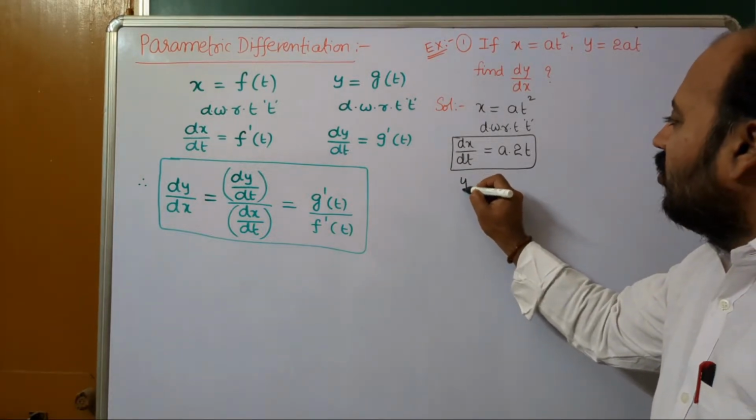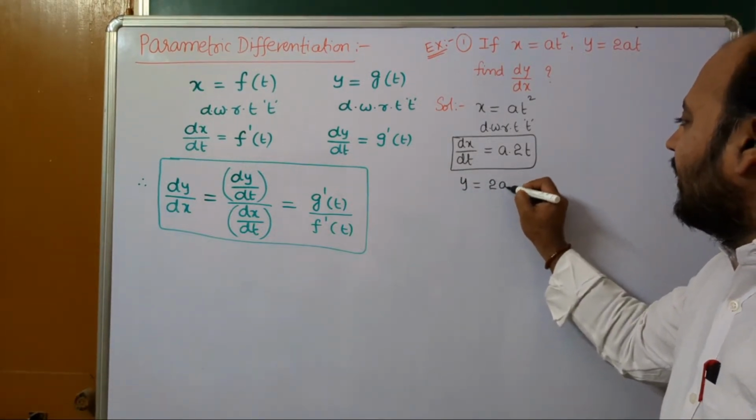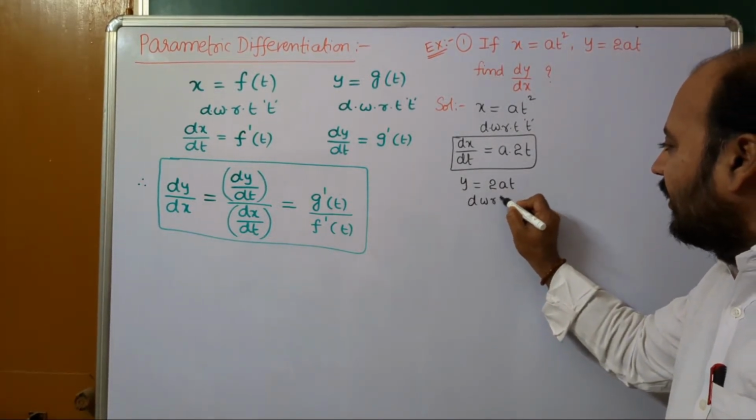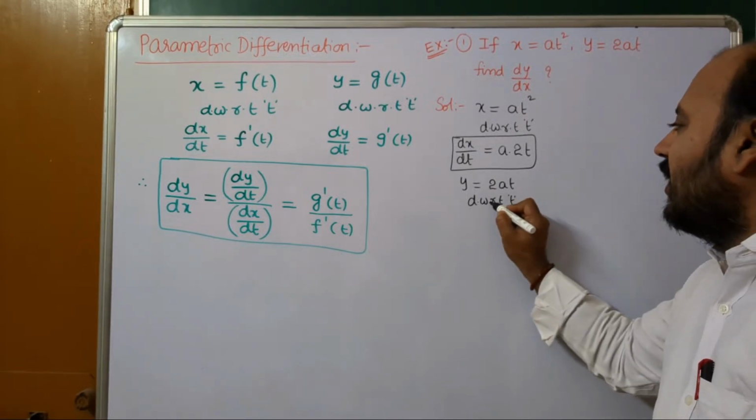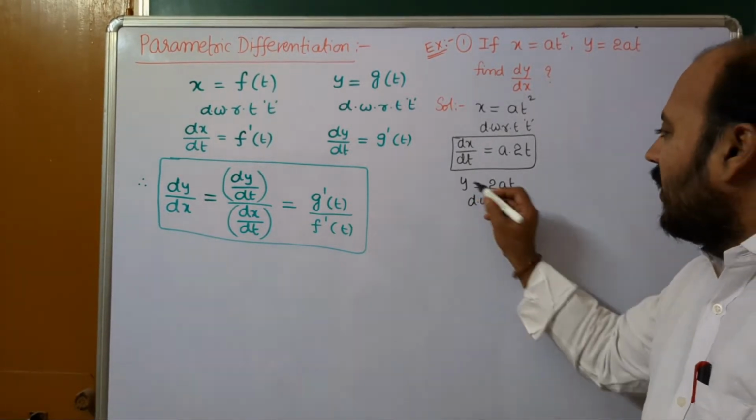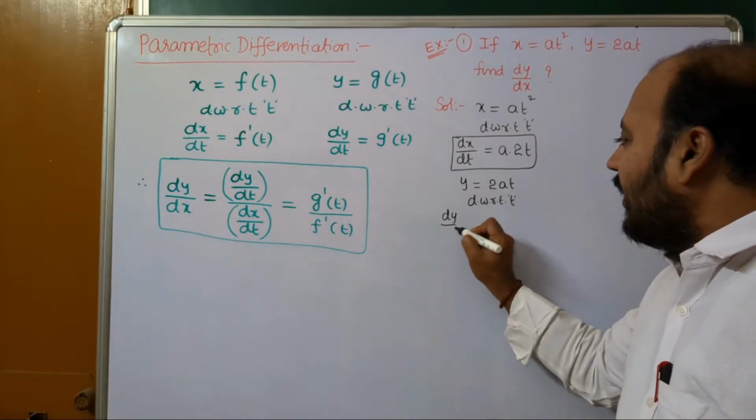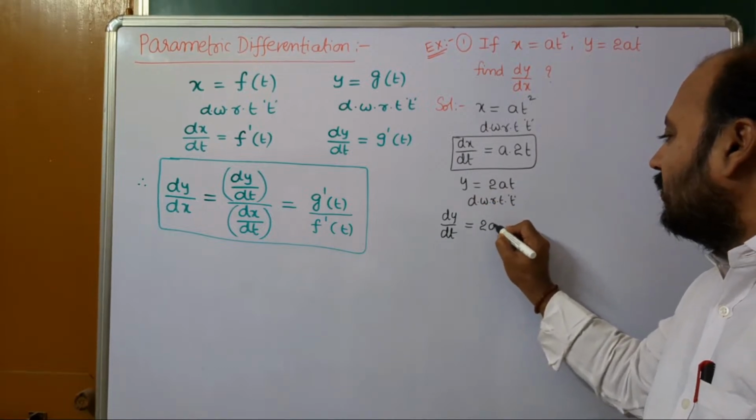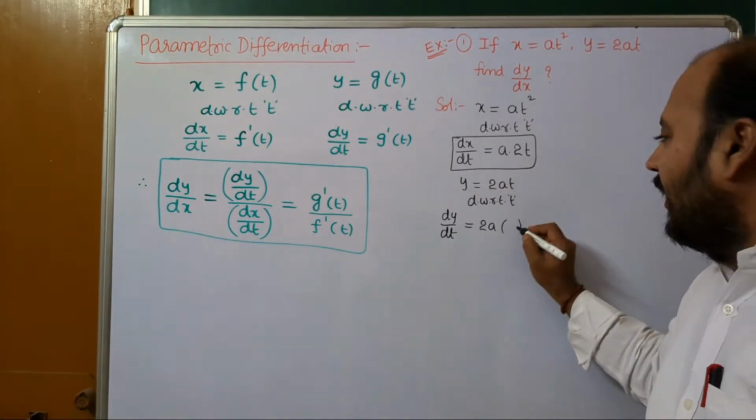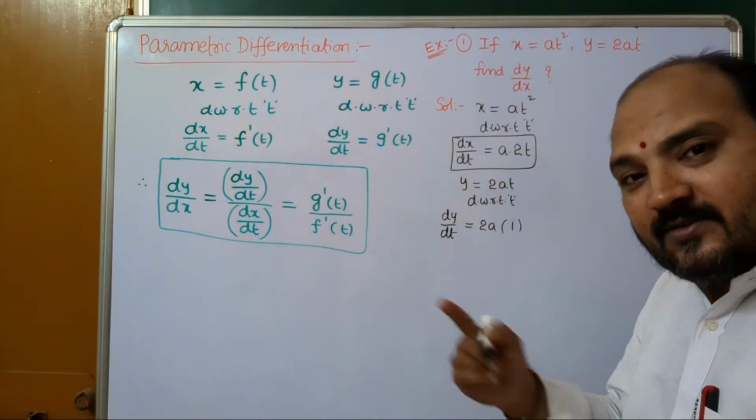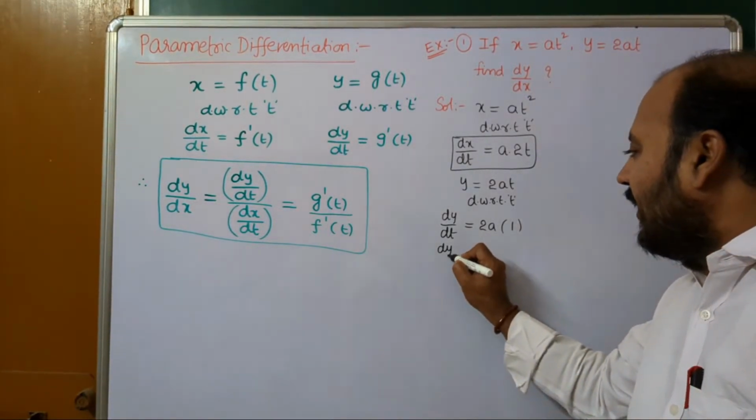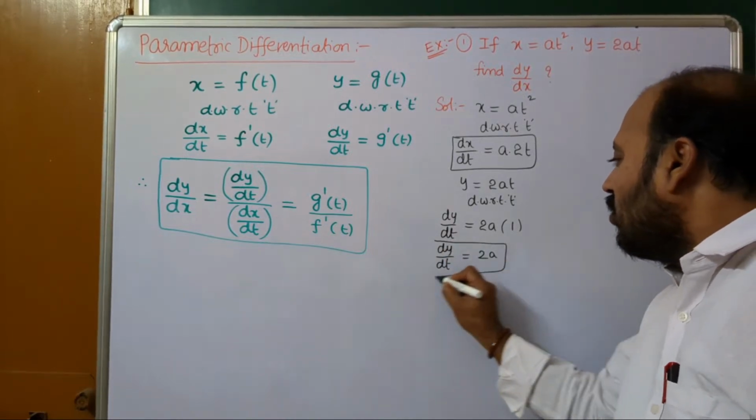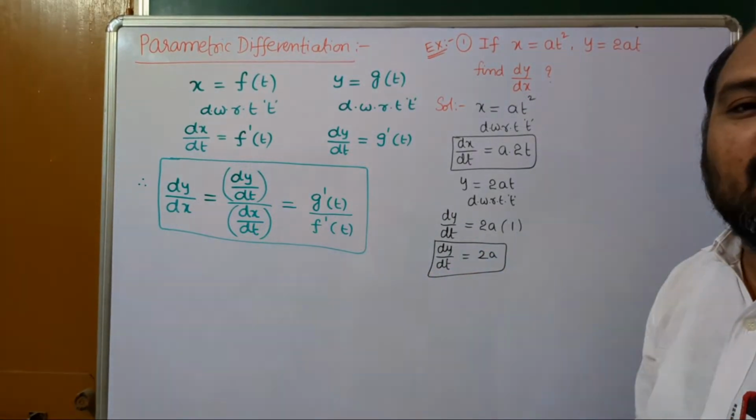Similarly, y is equal to 2at, it is there. So differentiate with respect to t, d w r t. So y derivative with respect to t, dy by dt is equal to 2a, constant we can take out, d by dt of t, like d by dx of x, is 1. So dy by dt is equal to 2a. For this, 1 mark, dear students, out of 2.